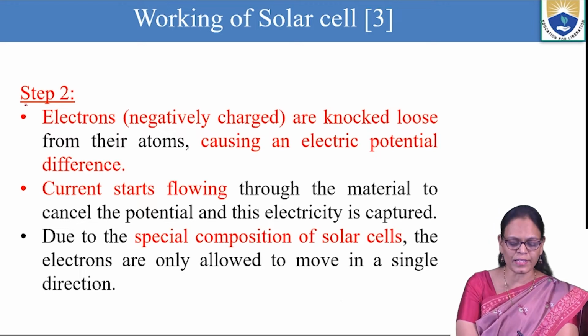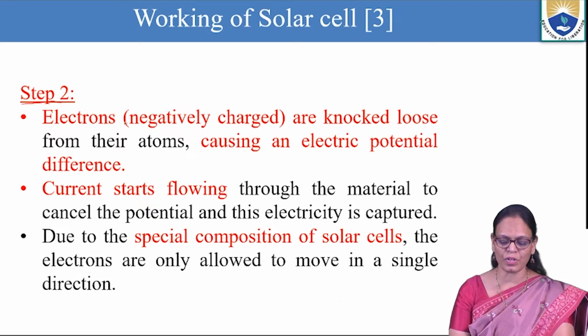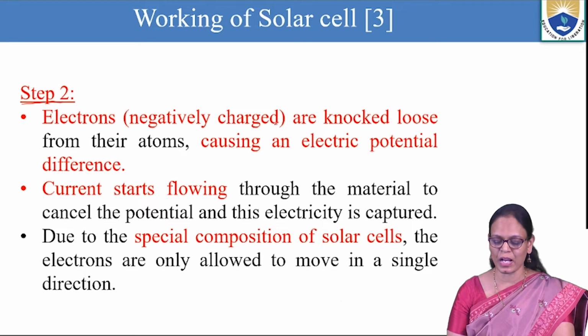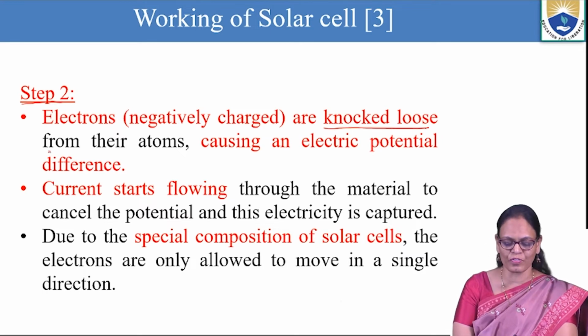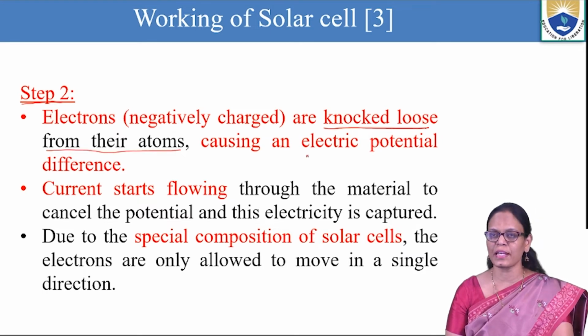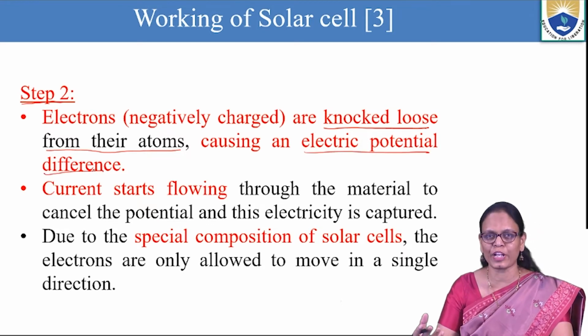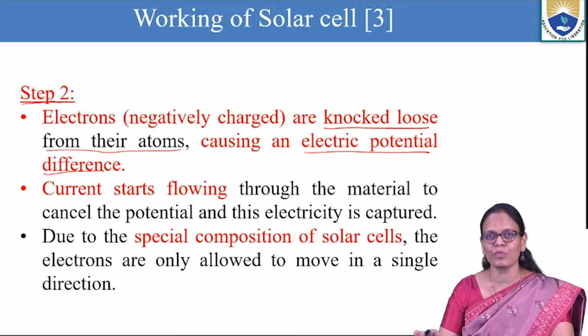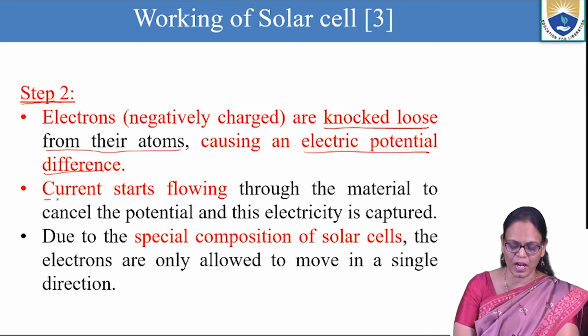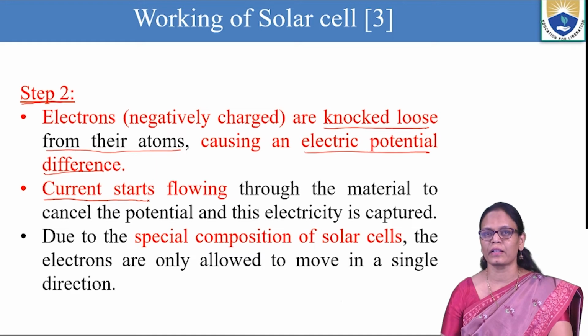And then in the second step, the electrons that are negatively charged are knocked loose of their atoms, causing an electric potential difference. So when the electrons become free, they are separated. So in the second step, basically we are seeing the separation of charge carriers. When the electrons become free from their atoms, they start moving, and that creates a potential difference and current starts flowing through the material.